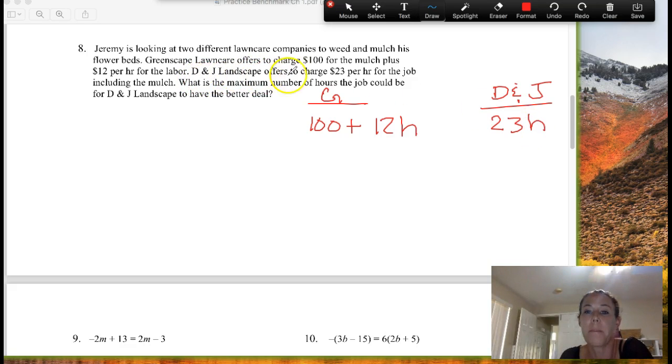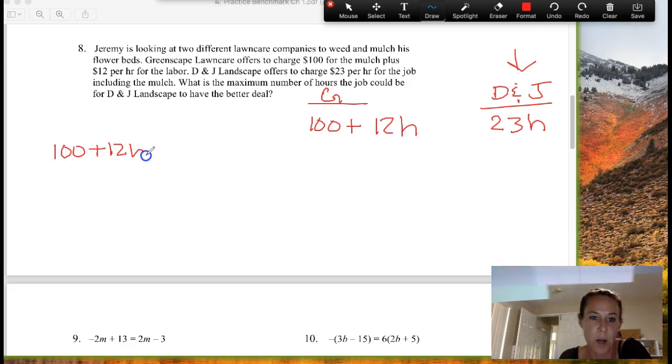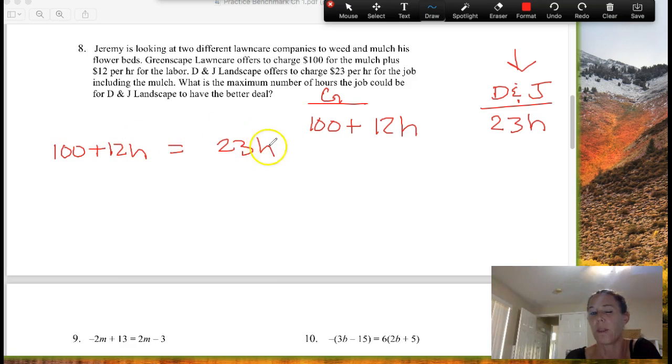Okay, what's the max number of hours the job could be for this guy over here to have the better deal? So what we want to do is find out, where is it equal? Where are the hours? How many hours will I work when I get the same deal from both of those? So let's go ahead and set that up. If I charge $100 plus $12 per hour, or I just do $23 per hour, where will those two be the same? How many hours will that be?